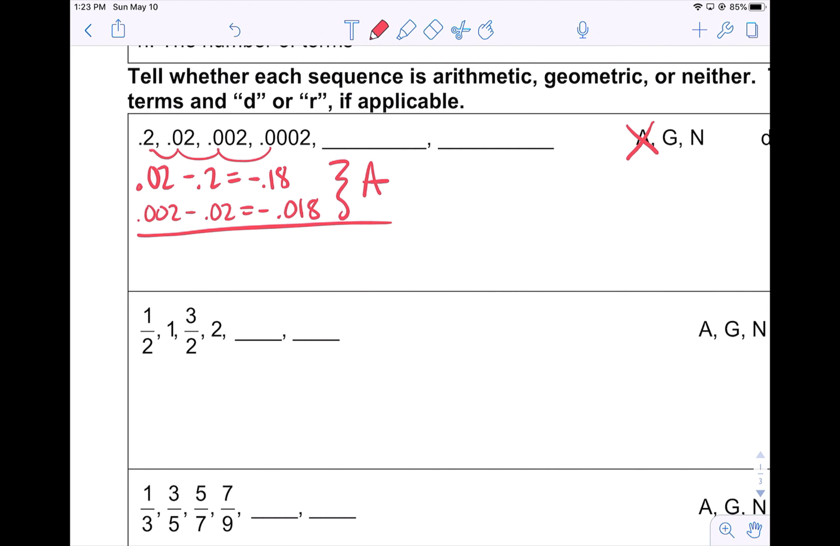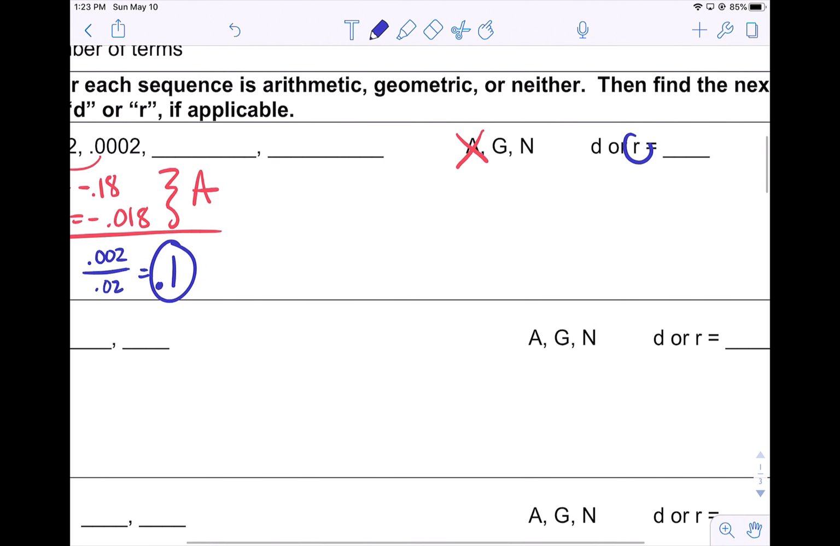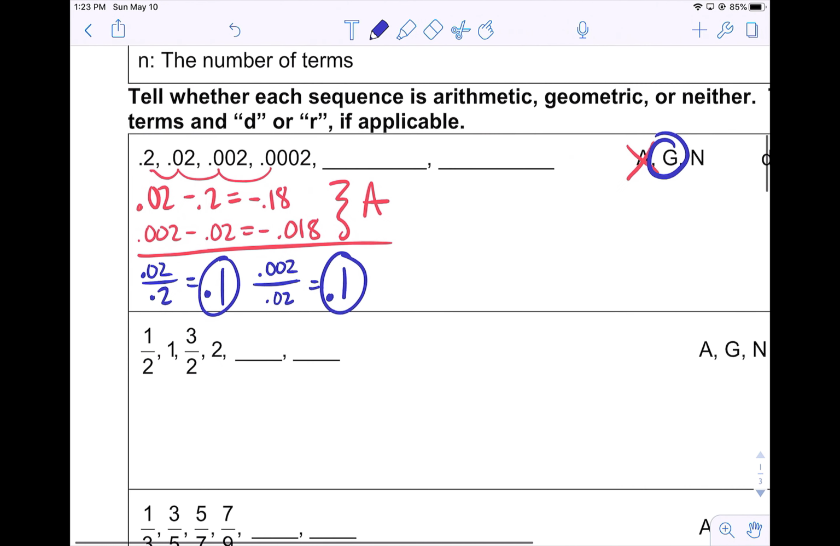Then, if it's geometric, you should be able to take the second term and divide it by the first term and get a common ratio. So then if I take the third term and divide it by the second term, I have a common ratio. That 0.1 would be my common ratio. So this one would be geometric.